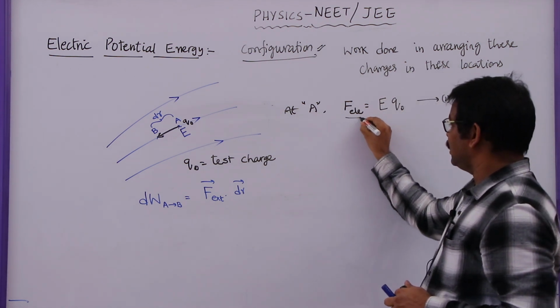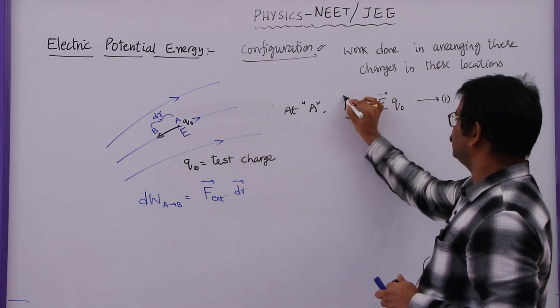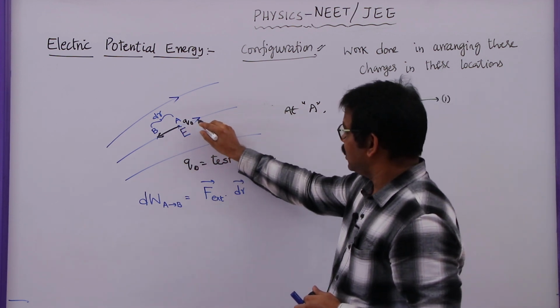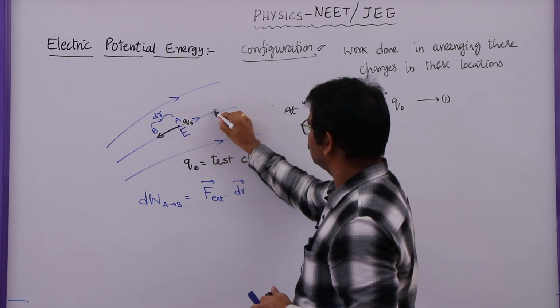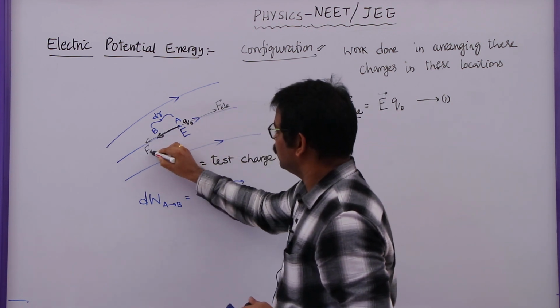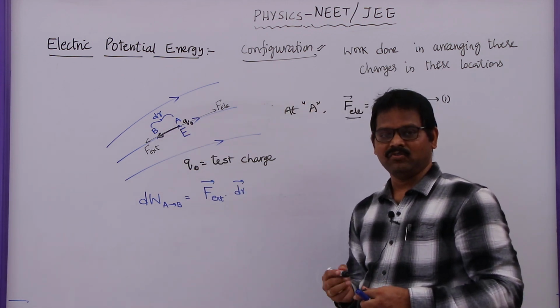But this is the electric force. That means it will act in the direction of the field. This force will act in the direction of the field as the charge is positive. So this is the direction of electric force. This is F electric. Now I need to apply some force which is exactly equal to the electric force but opposite to the direction of electric force.